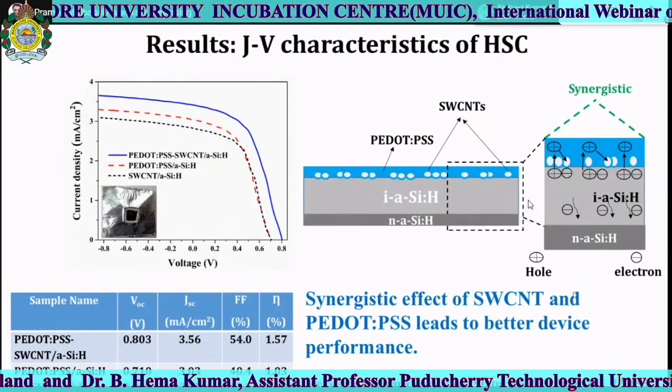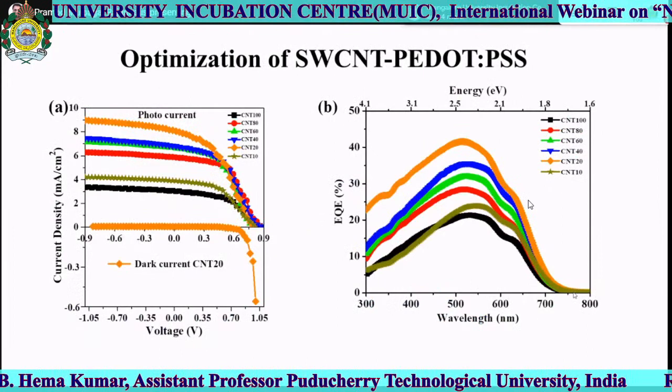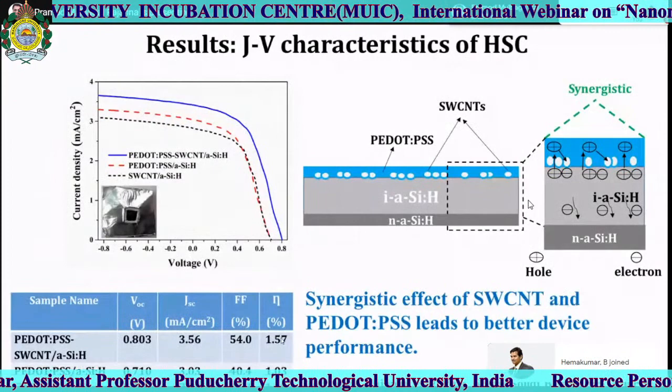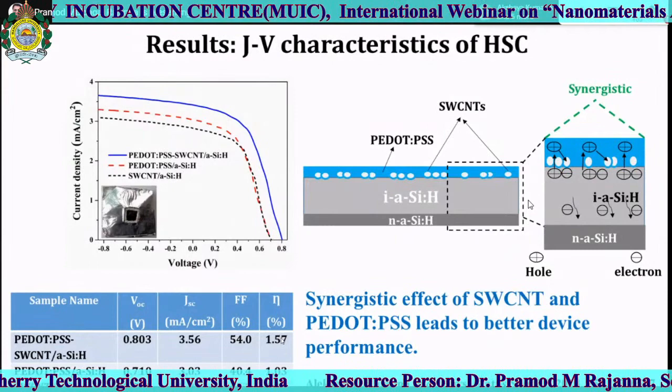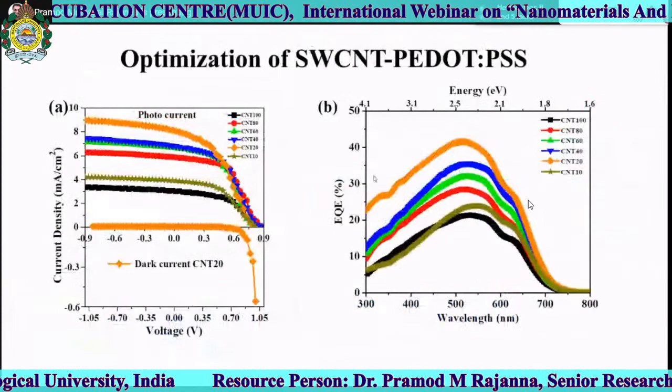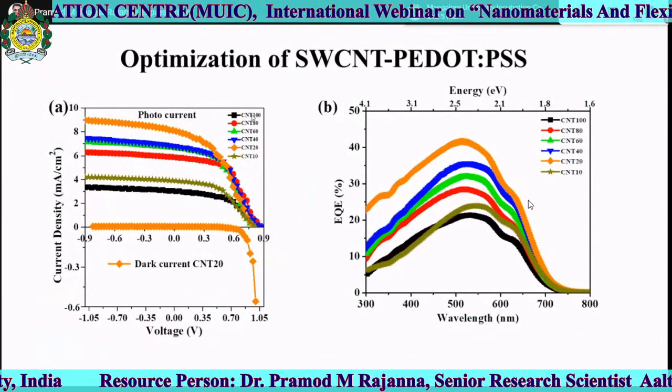But in spite of all this understanding, if you look at this 1.5% efficiency, it's still very low. I mean, compared to the standard, the amorphous silicon industrial process yields about 10% efficiency in the market. It was very important to optimize these PEDOT:PSS carbon nanotube composites. That is what we addressed. So what we did was we tried to optimize these carbon nanotubes.